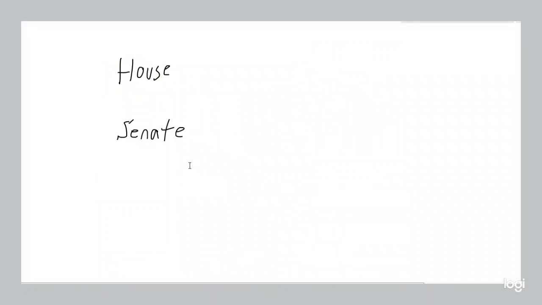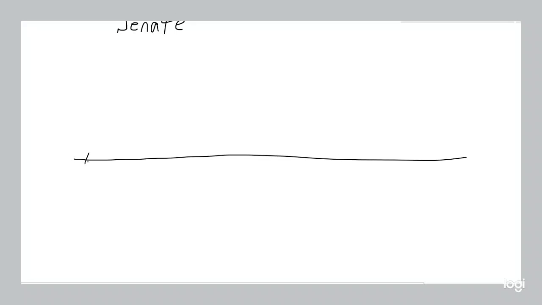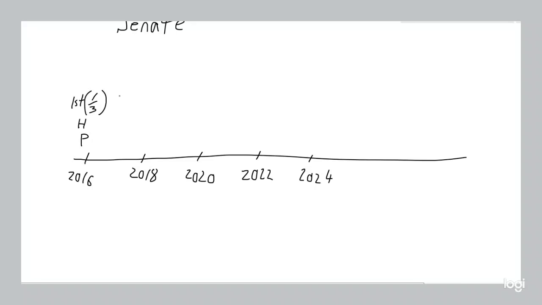So here's a timeline, roughly, of how something like that would work. Let's say we have 2016, 2018, 2020, 2022, and 2024. In 2016, you have the presidential election, and that happens every 4 years. You have elections for the entire House, and you have elections for 1/3 of the Senate. For the Senate, we're going to put that the first third of the Senate.